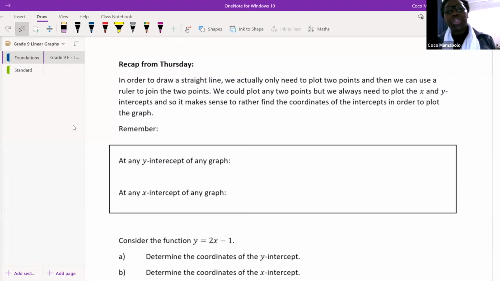All right, so we're going to do a quick recap of what Ms. G taught last week, Thursday. And I wonder, for those of you who were in the lesson on Thursday, when we want to draw a straight line, all we really need is just 2 points. And we can always find those 2 points if we're looking at them.